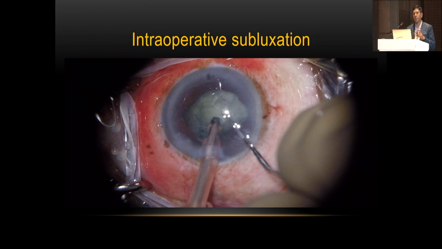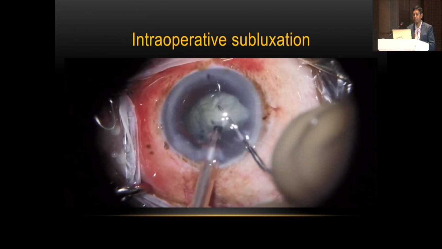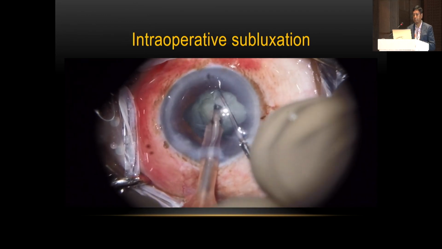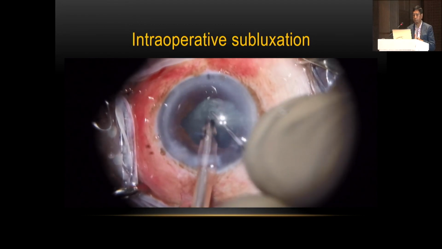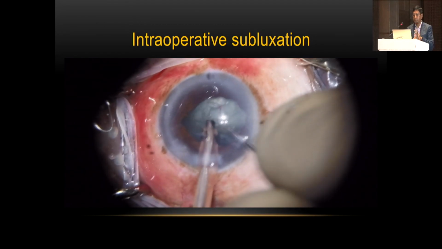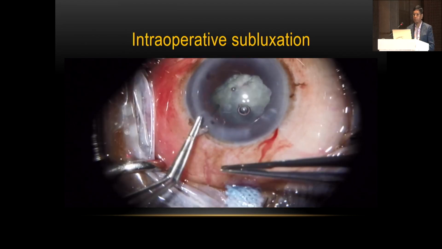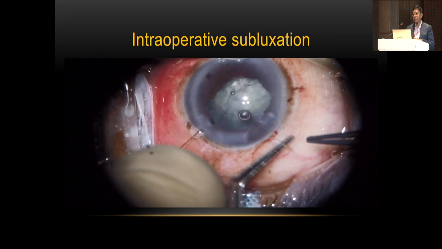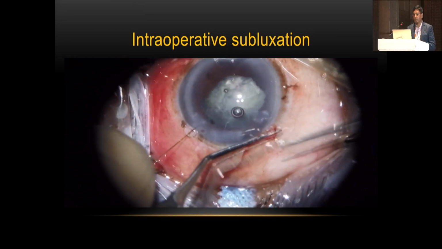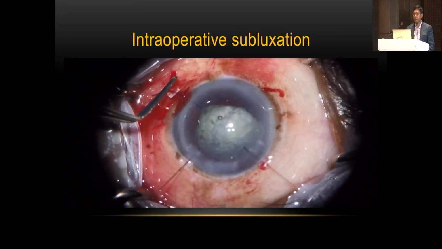Sometimes if you are very vigilant, then you can observe some signs of subluxation or zonular damage intraoperatively. Like in this case, you can see there is slight fluctuation and deepening of the anterior chamber. This deepening or fluctuation indicates that you have damaged the zonules. So early intervention will prevent you from further damage.